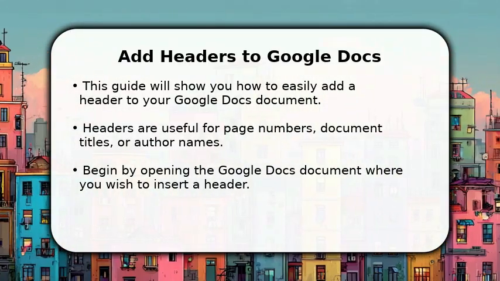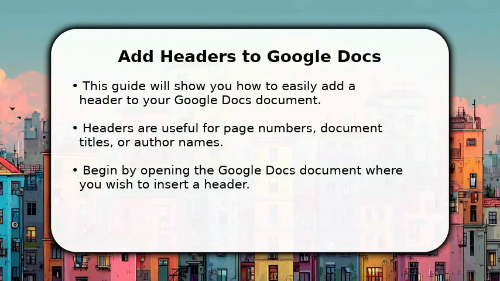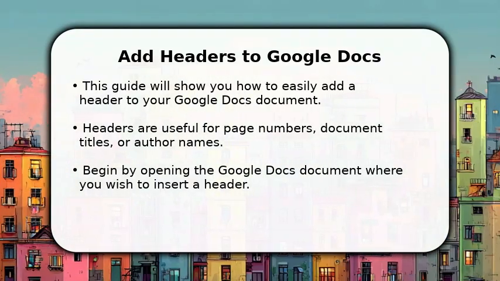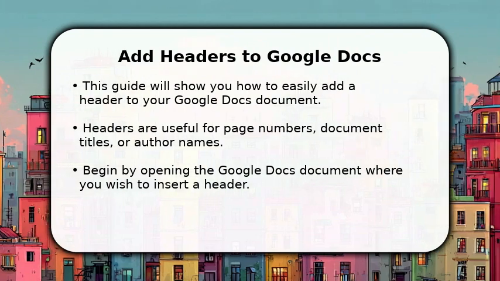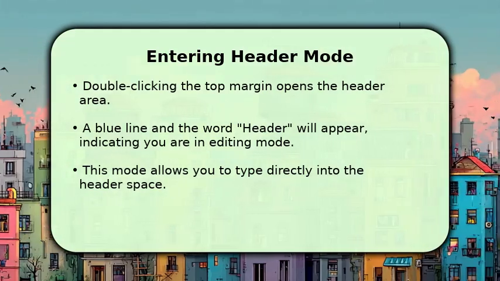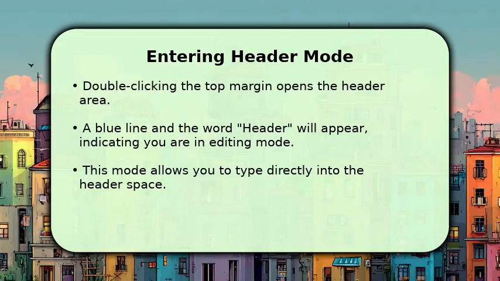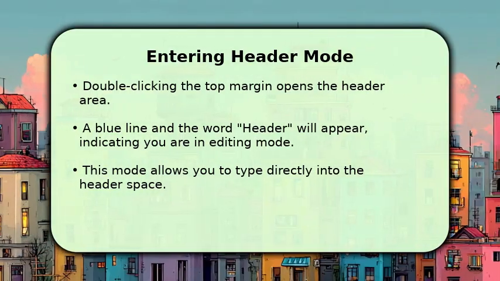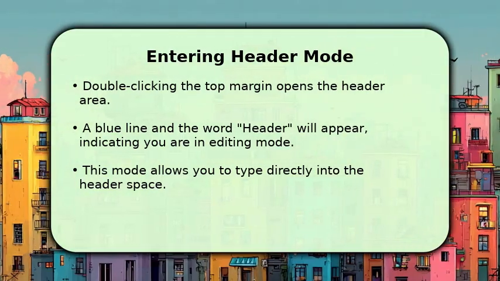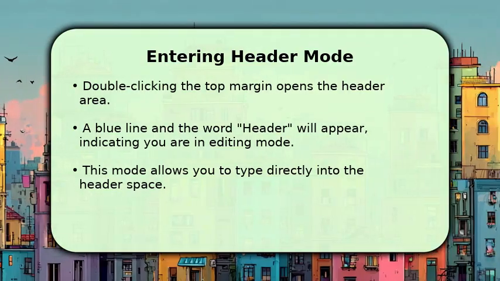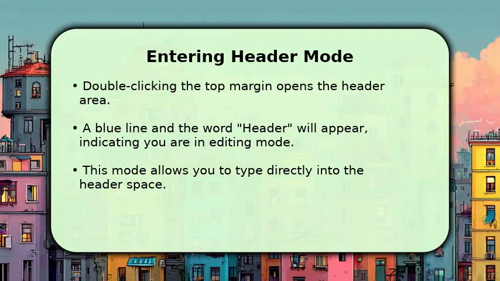Double-click this top section of the page to activate the header editing mode. This action will open a designated space for your header content. Once you have double-clicked, a distinct blue line will appear across the top of your document, marking the header boundary. You will also see the word header clearly displayed, confirming that you are now in the correct editing mode.